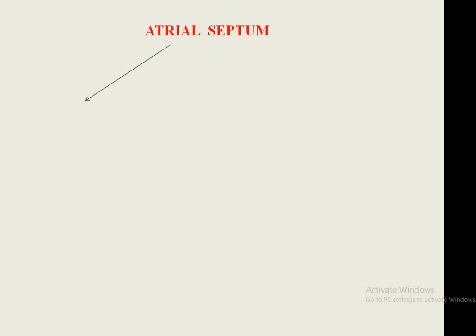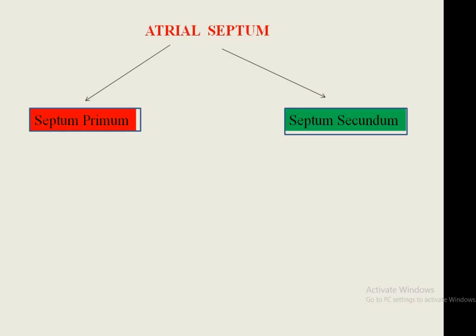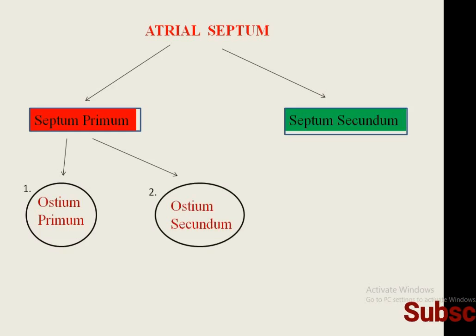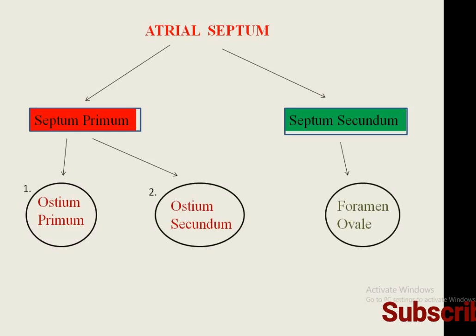Now the atrial septum is made up of two parts: one is the septum primum, and the thick rigid part is the septum secundum. In the septum primum we get a primary opening in the lower part known as ostium primum. A secondary opening in the upper part, after closure of ostium primum, is ostium secundum, and in the septum secundum we have an opening, that is the foramen ovale. And never confuse the foramen ovale with the septum secundum defect of the atrial septum.